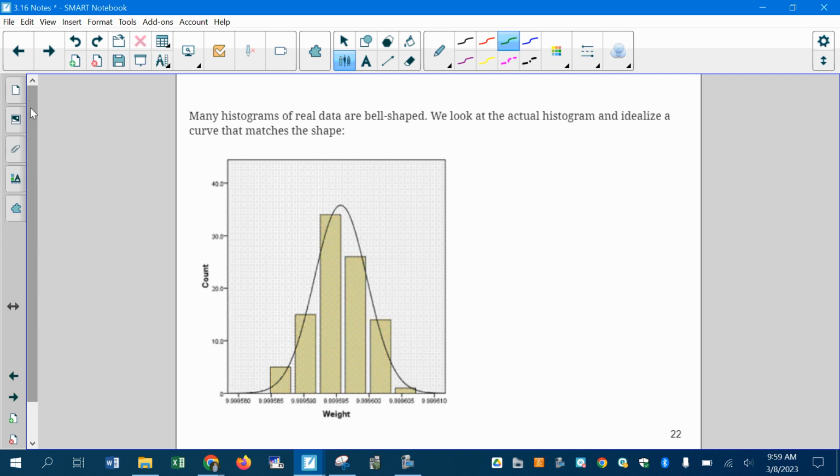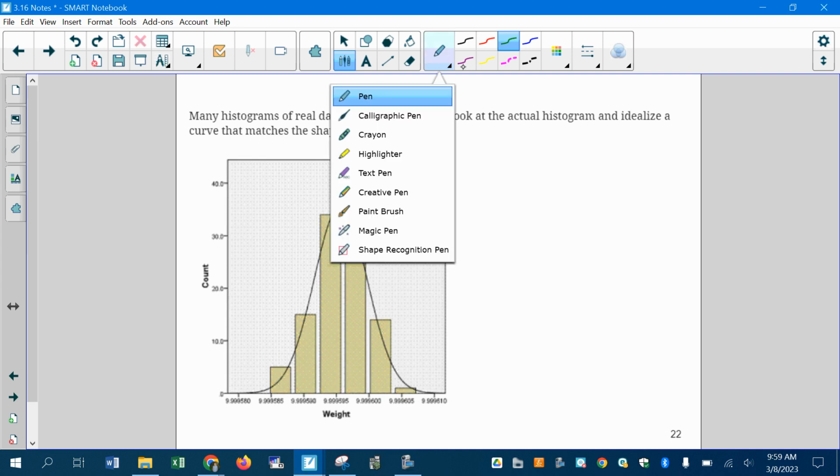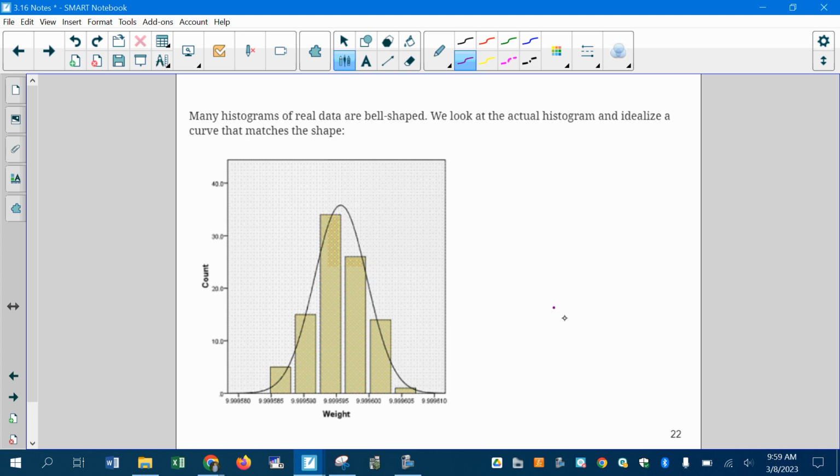So when we look at a lot of histograms of real-life data, they're going to be bell-shaped. That kind of nice symmetrical bell shape is the most common shape that we're going to see. If you just collect random data, a lot of it is bell-shaped. Anything that's kind of a normal thing, a lot of times the data is going to be bell-shaped.